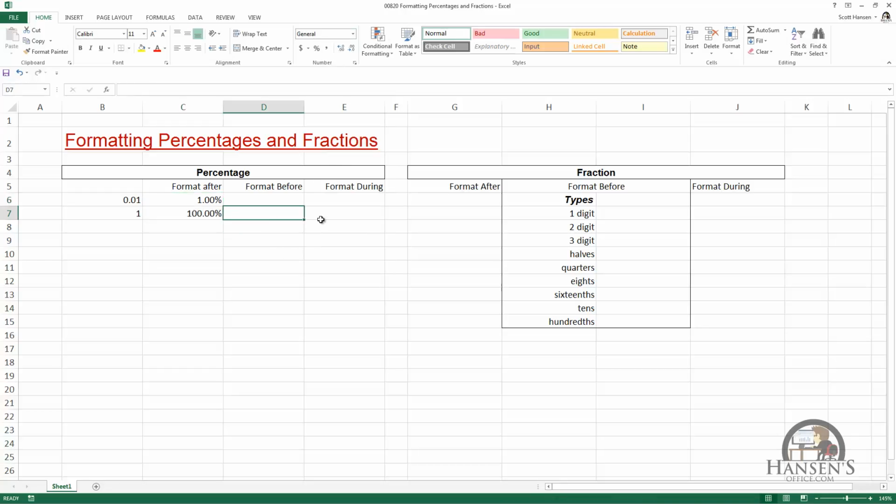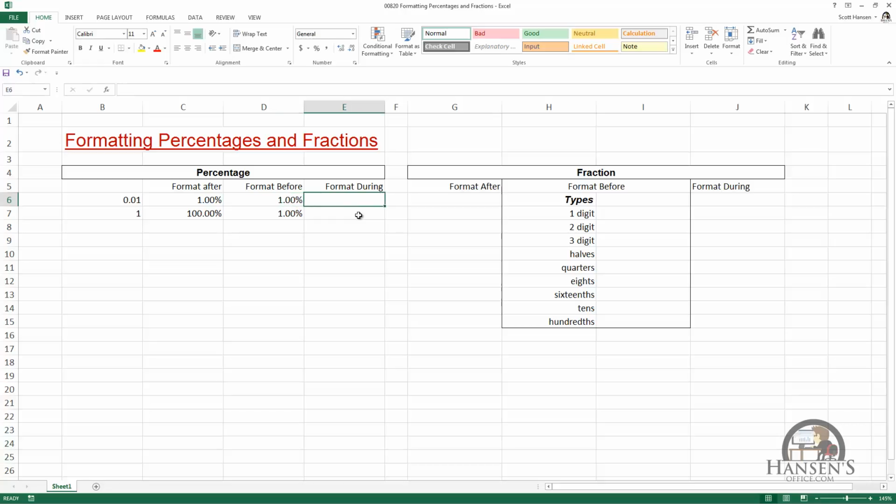But the thing about percentages is it matters whether you format the cell after you enter the content or before you enter the content. Because when I format these two cells as a percentage, and then I enter 0.01, I get 1%, something you probably would expect. But when I enter 1, I also get 1%. So it's just something to be aware of. When you format the cells as percentage before, you get a different result than if you format the cells afterwards. Whether you enter a whole number or a decimal, that number will still be formatted as the same percentage.